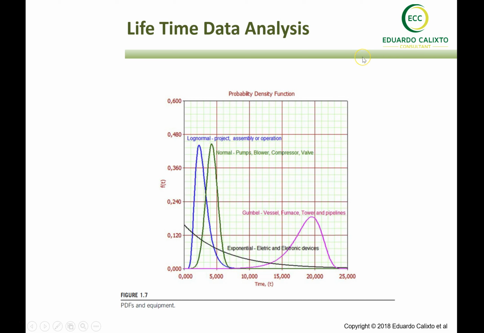Concerning lifetime data analysis, the main objective of such analysis is to define, for each type of equipment or even components, how the failures behave along time. Here we can see different PDFs. This is the shape of a probability density function. The most common is this green one, a normal PDF, where the failures happen at an average time with some standard deviation.